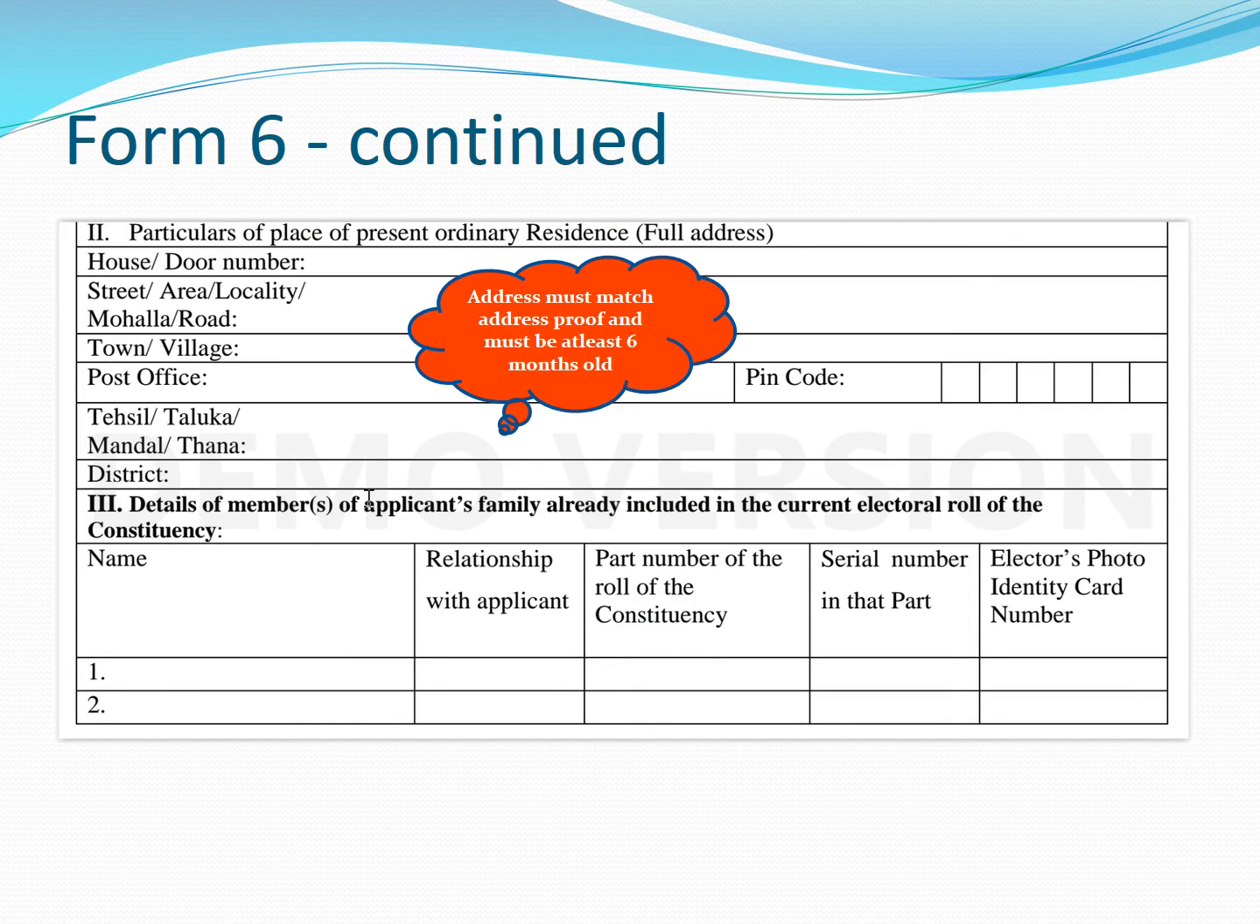Continuing with Form 6, here you need to enter your full address. Please remember that you need to have been at this address for at least 6 months, and your address proof must match the address you give here completely. And again, the address proof must be dated at least 6 months old. So if you're giving a utility bill like an electricity bill or your gas connection, it needs to be 6 months old. If it's a rent agreement, a similar case.